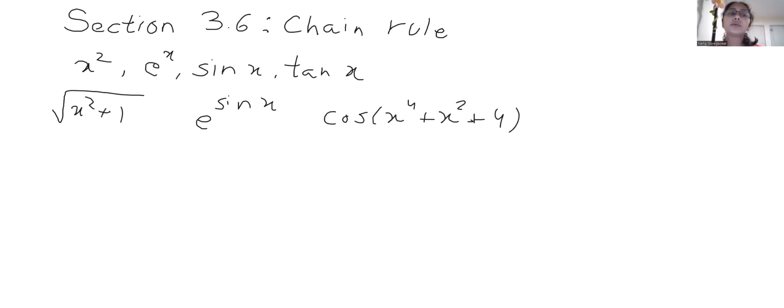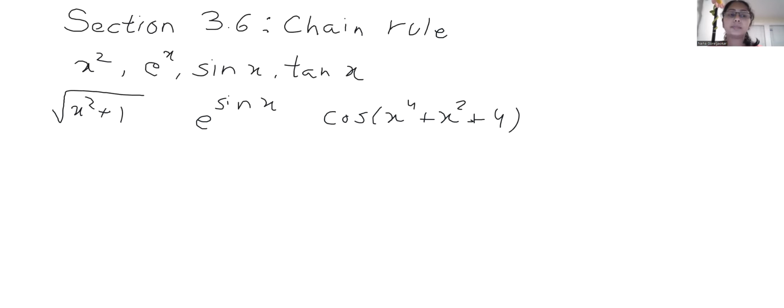Now, you could use the limit definition, and fine, for some of the functions, that's doable. You'll get your answer. But for some of the more complicated functions, the limit definition will very quickly become unwieldy, and you won't be able to find an answer very quickly. So what do we do then? This is where the chain rule comes into play.